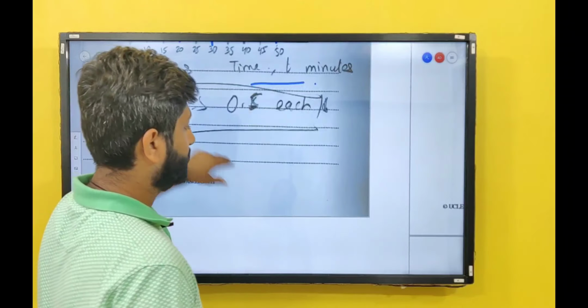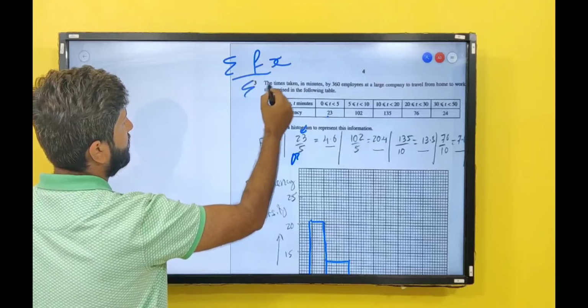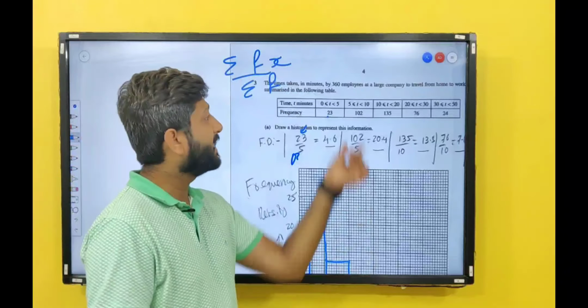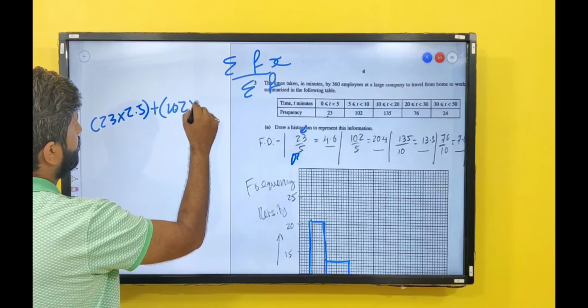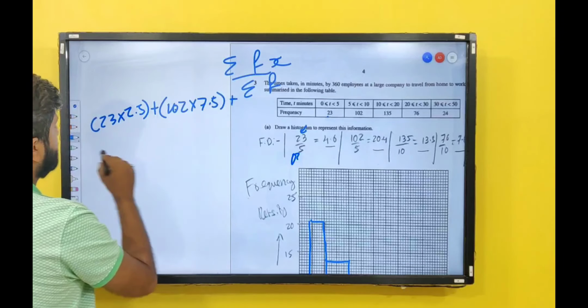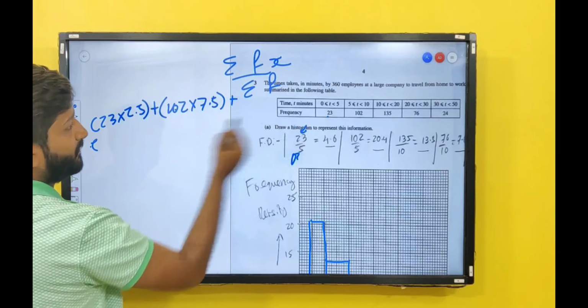So my formula of mean is nothing but sigma fx upon sigma f. So here I take mid values. The mid value of 0 and 5 is 2.5. So 23 into 2.5 plus 102 into 7.5 plus 135 into 15 plus 25 into 76 plus 40 into 24, divided by 360.